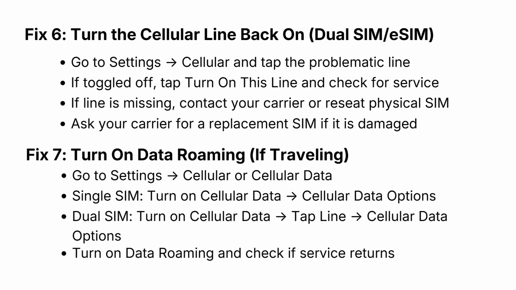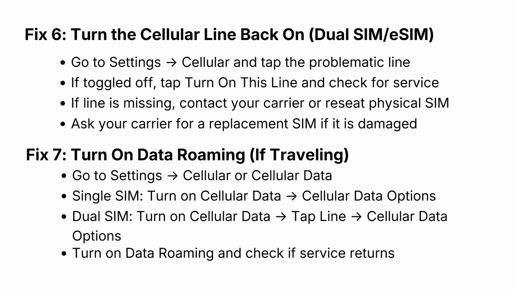Fix 6. Turn the cellular line back on. It can be dual SIM or eSIM. Go to Settings, then select Cellular and tap the problematic line. If toggled off, tap Turn on this line and check for service. If the line is missing, you need to contact your carrier or reset the physical SIM. Ask your carrier for a replacement SIM if it is damaged.